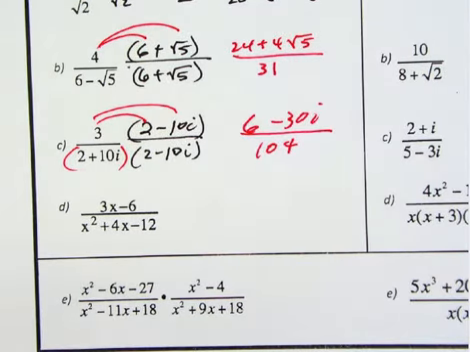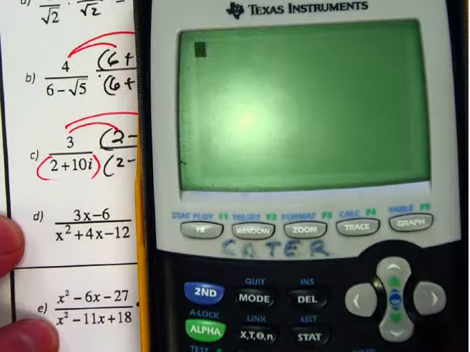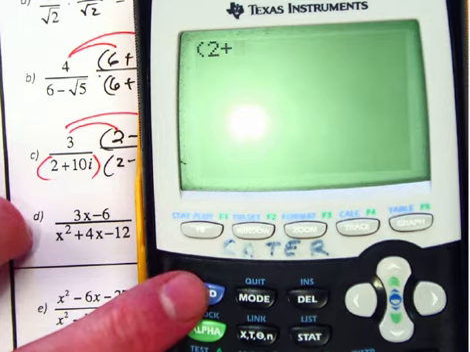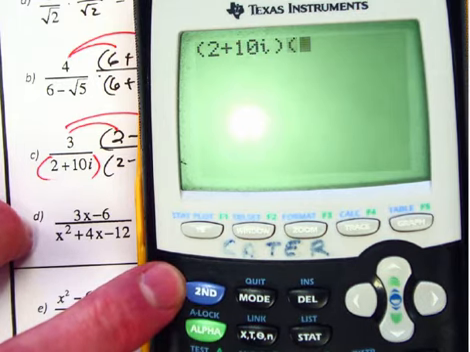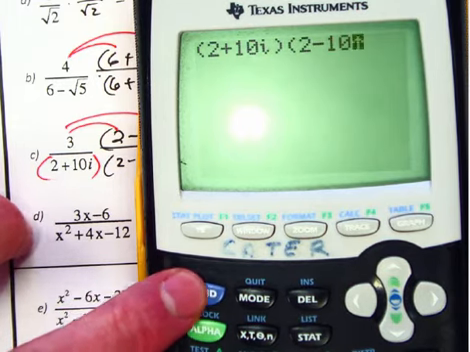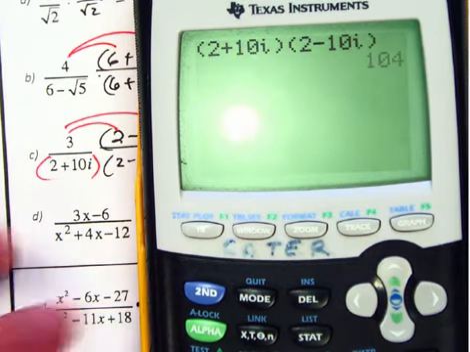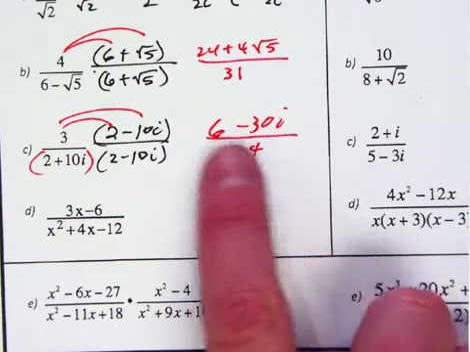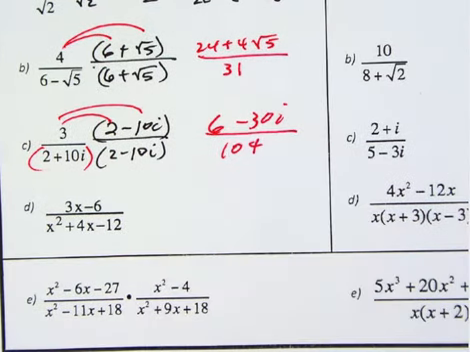Again, that's knowing where the i button is, which is above the decimal point. So you just go parentheses 2 plus 10i, and then parentheses 2 minus 10i. Multiply those together, and it gives you 104. Okay? And so then what you do is you say, oh, I've got all evens here. So all of those numbers happen to divide by 2. So if we divide them by 2, we end up getting the reduced fraction parts.